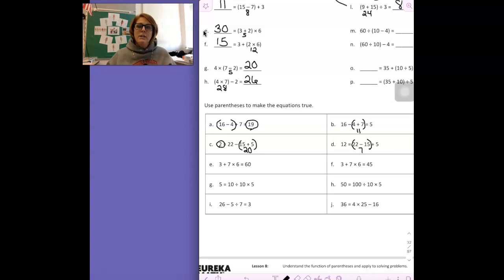Go ahead and try letter E and F, and then come on back to check your work. Welcome back. Your answers should look like mine. So you should first have parentheses around 3 plus 7, and that's 10 times 6 equals 60. And then for letter F, 7 times 6 is 42, plus 3 more equals our total of 45.